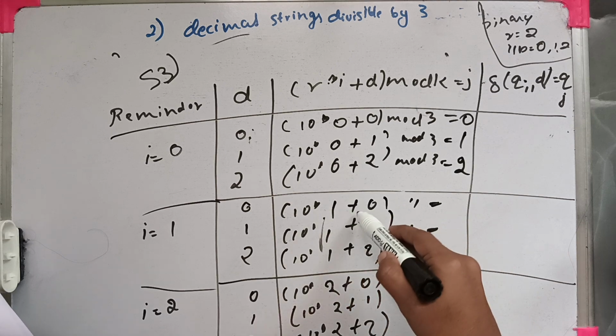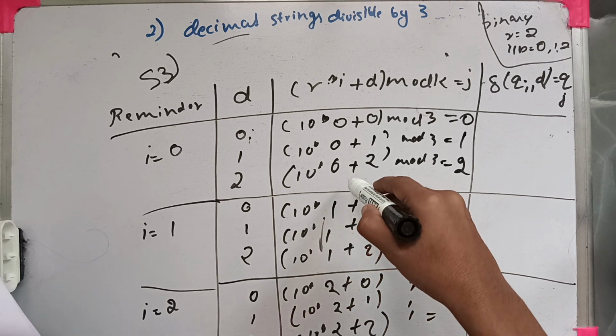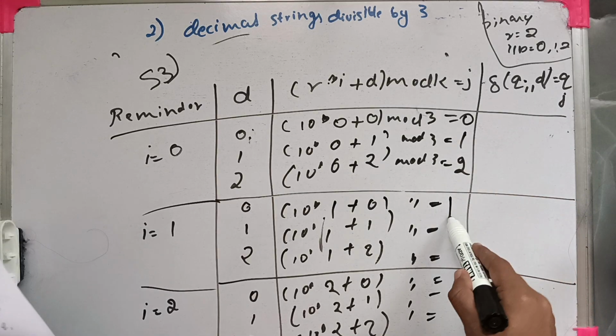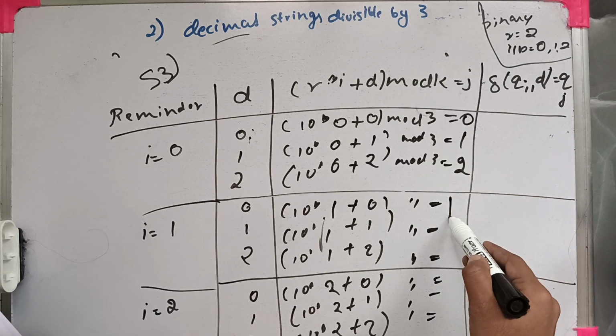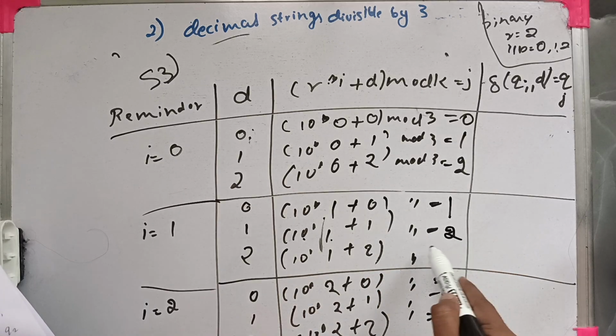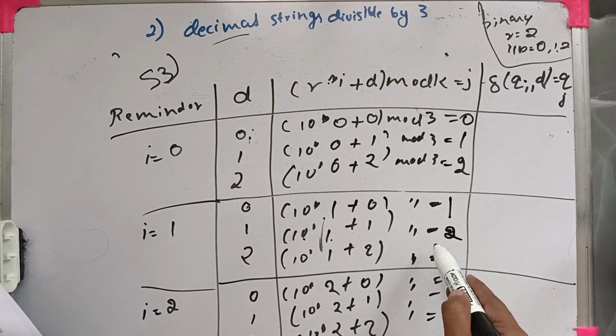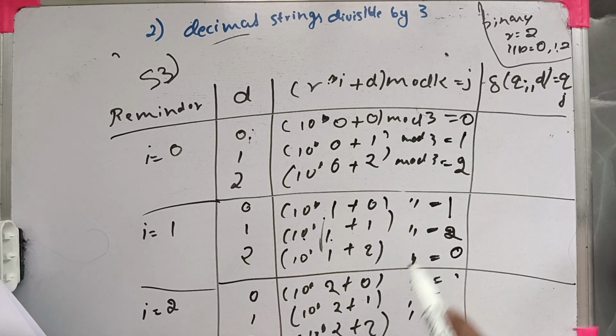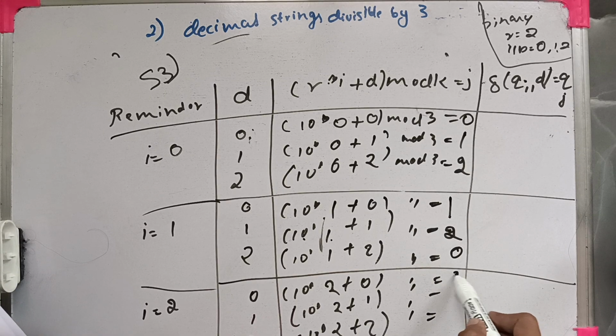Here 10 plus 0, 10 mod 3, remainder is 1. Next 11 mod 3, remainder is 2. Next 12 mod 3, remainder is 0. And here 10 into 2, 20 mod 3, remainder is 2. Next remainder is 0 here. Next remainder is 1 here.